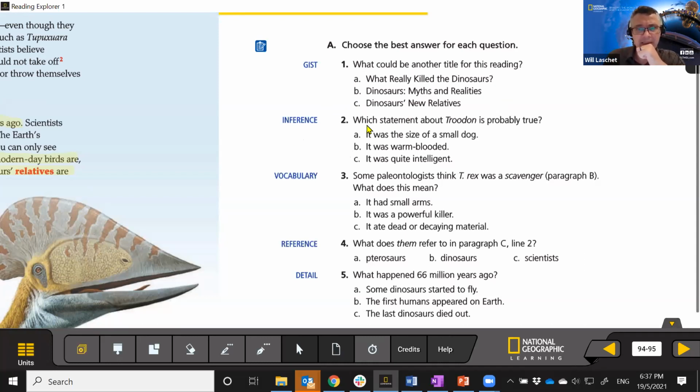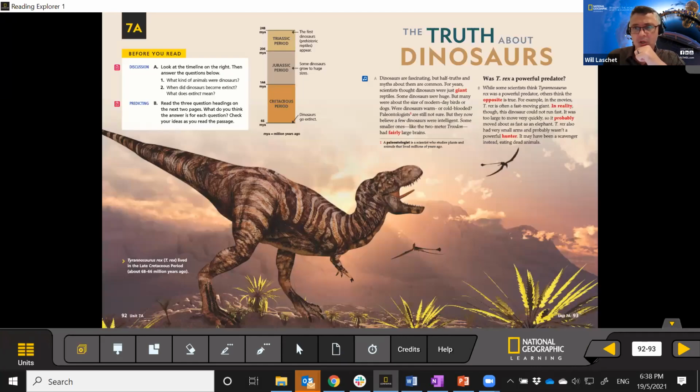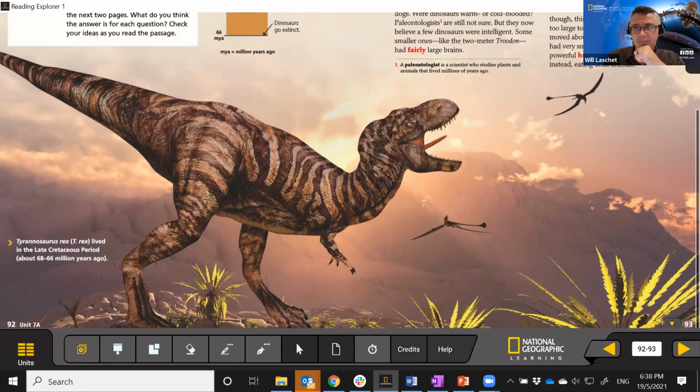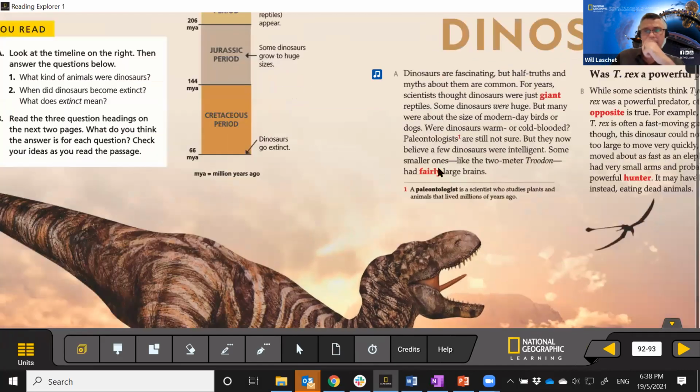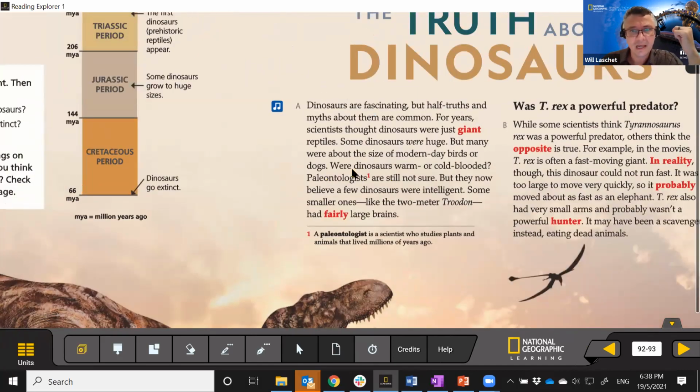How about this one, inference? It says, which statement about Troodon is probably true? It was the size of a small dog, it was warm-blooded, or it was quite intelligent. So I think for this one, maybe we'll go back and have a look. Here, for example, it mentions cold-blooded, but it says we don't know about warm or cold-blooded. So we know it's not that one. What were the other choices? The other choices were about the size of a dog, and it was intelligent. So I can see most of you are putting C, which is it was intelligent.